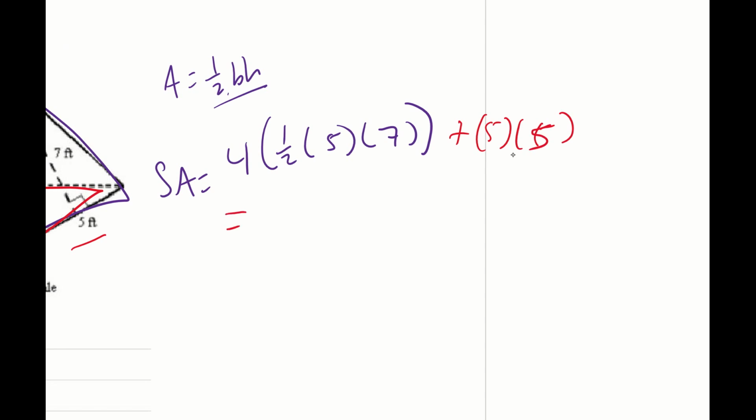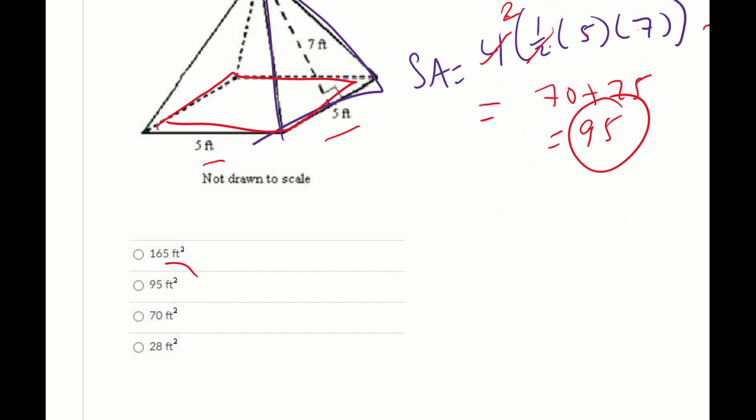So we got half of 4 is 2. 2 times 5 is 10, times 7 is 70. So 70 plus 25 is 95. So 95 feet squared.